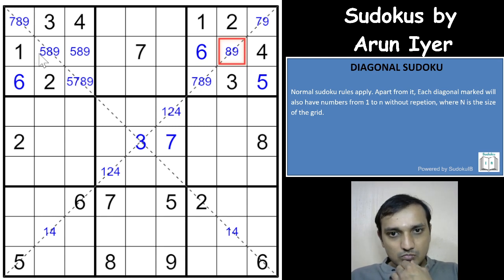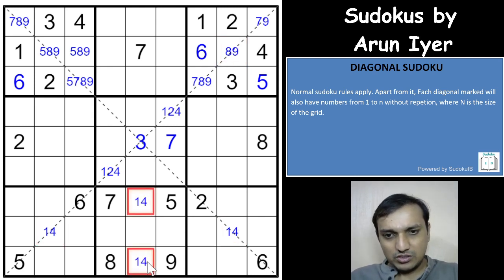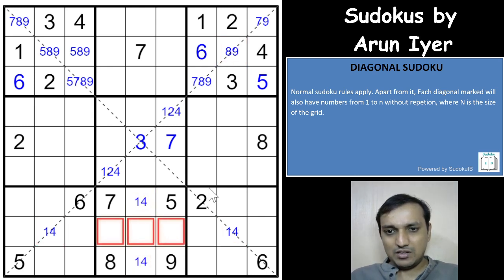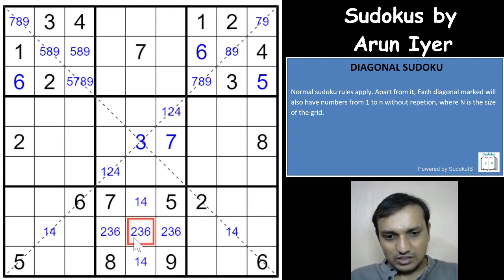Okay, yeah, which means you have a 1 and 4 pair here. So these two cells are 1 and 4, which means you will have here 2, 6 and 3, 2, 3 and 6. This cell cannot be a 3, right?